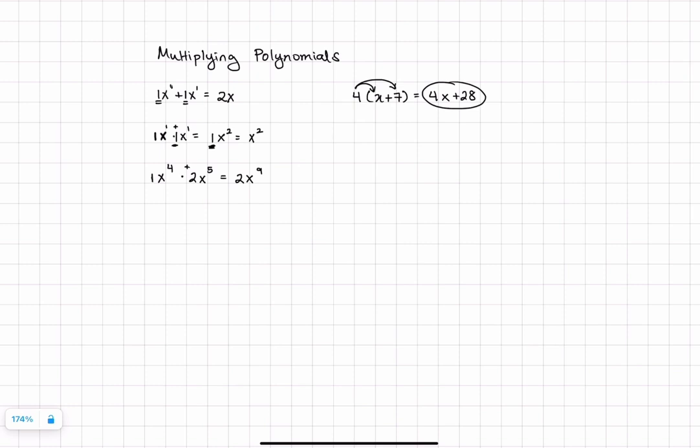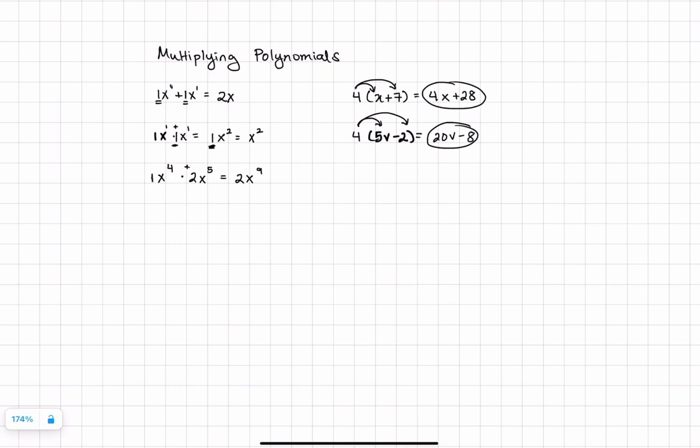So let's look at another distribution problem. So 4 times 5v minus 2 equals, and we distribute the 4. So this would be 20v minus 8. Great. So let's look at more problems that include having a polynomial on both sides.